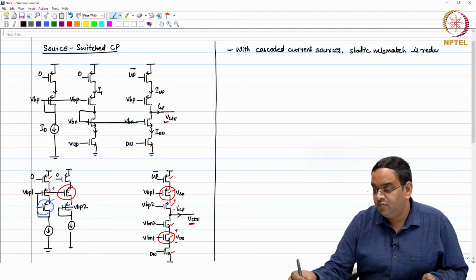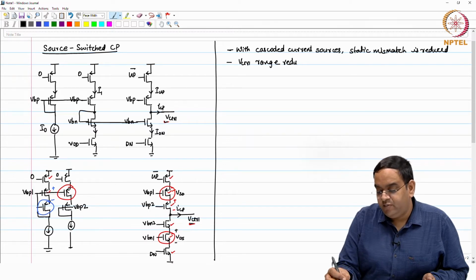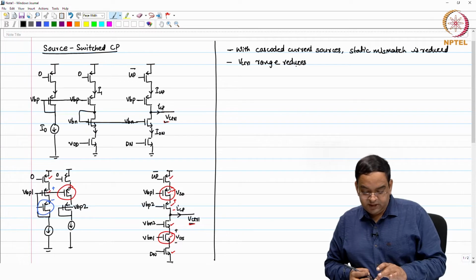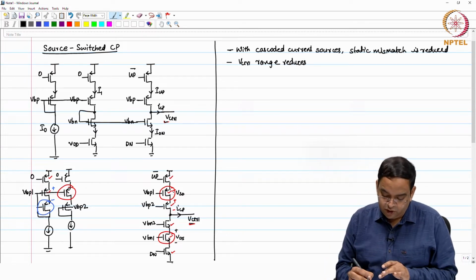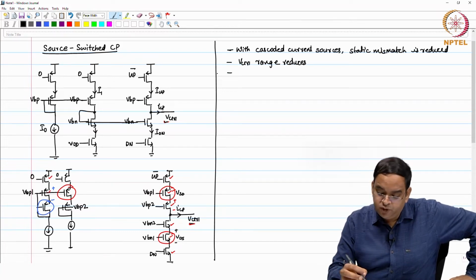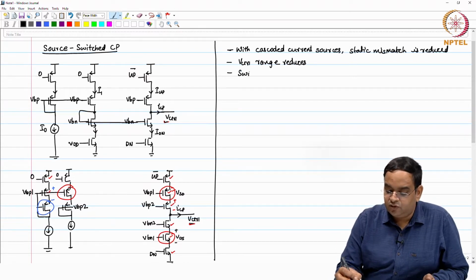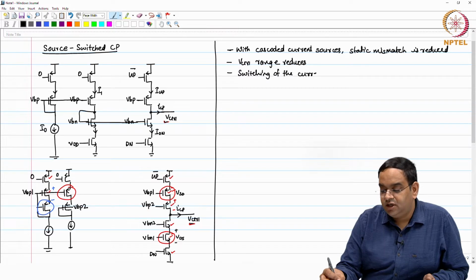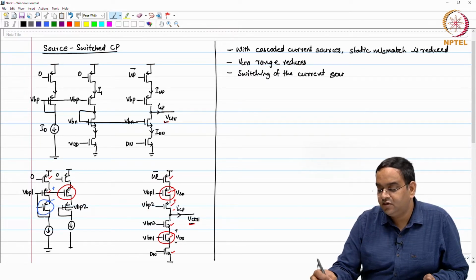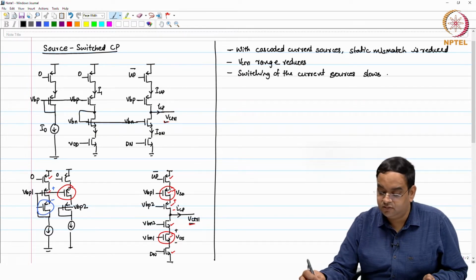Okay, but this has a problem: your V control range reduces. By the way, when you have the cascaded PMOS, both these PMOS should operate in the saturation region. That is the reason the V control range reduces. In the presence of the cascode, your parasitics will also increase, so the switching of the current sources slows down. There is a trade off. It is not that it comes on its own with no trade off.